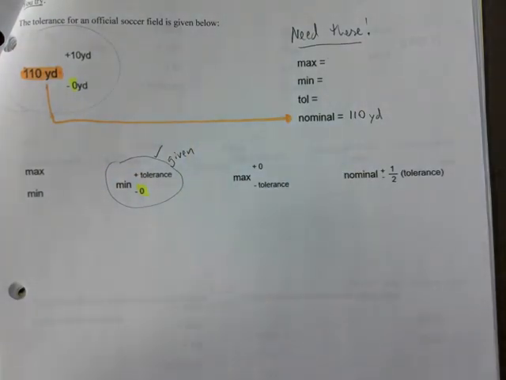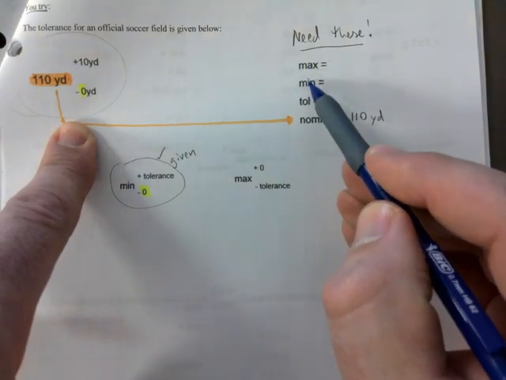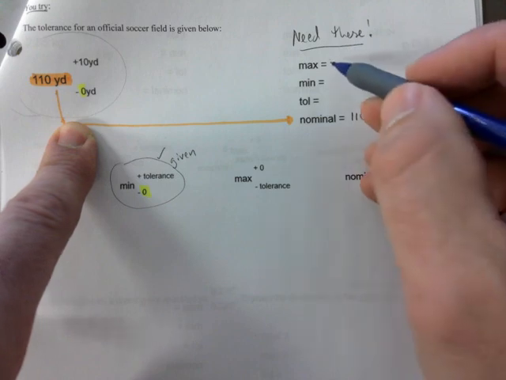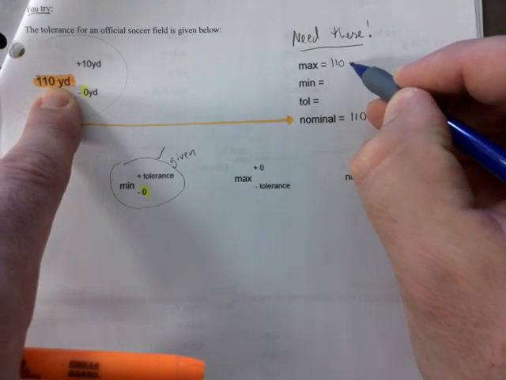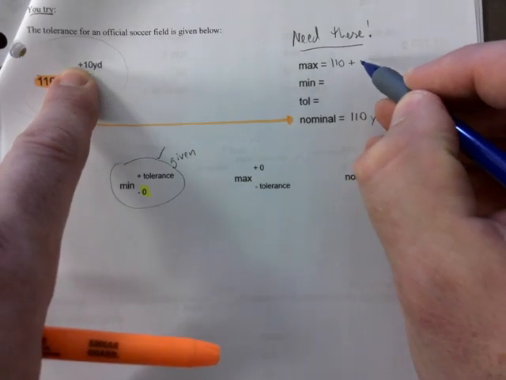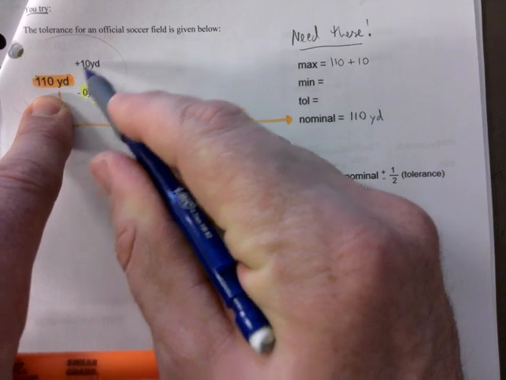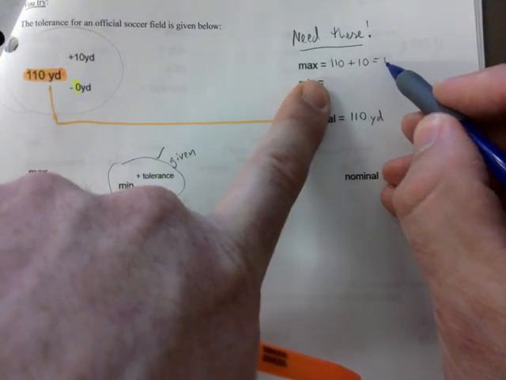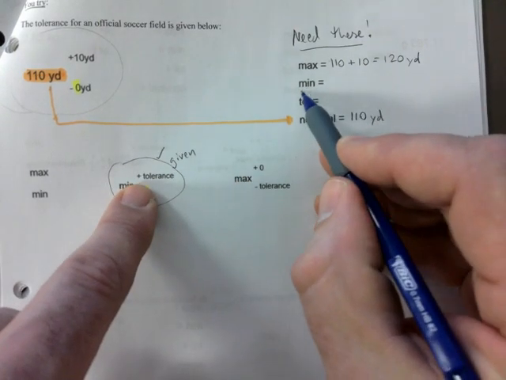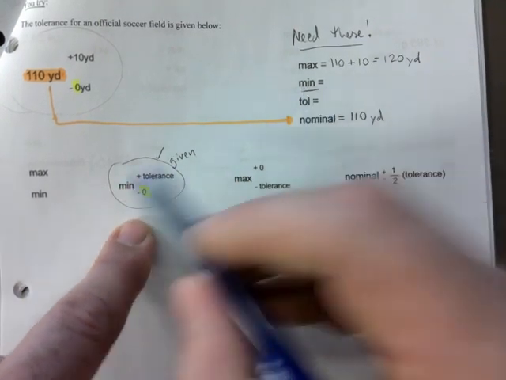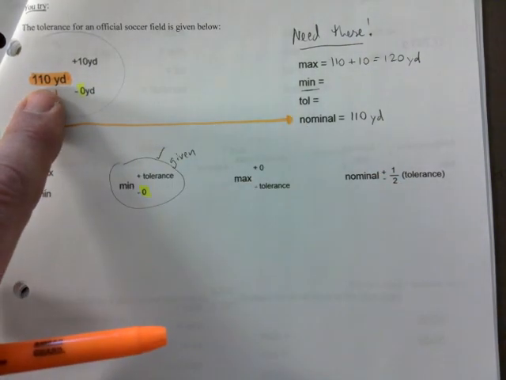You don't have to necessarily do it this way, but the next would be getting your max and your min. To get your max, just watch my finger and my pencil here. I go 110 plus, in this case, it's 10 yards. So to get the maximum allowed measurement, you just add them up. That's 120 yards.